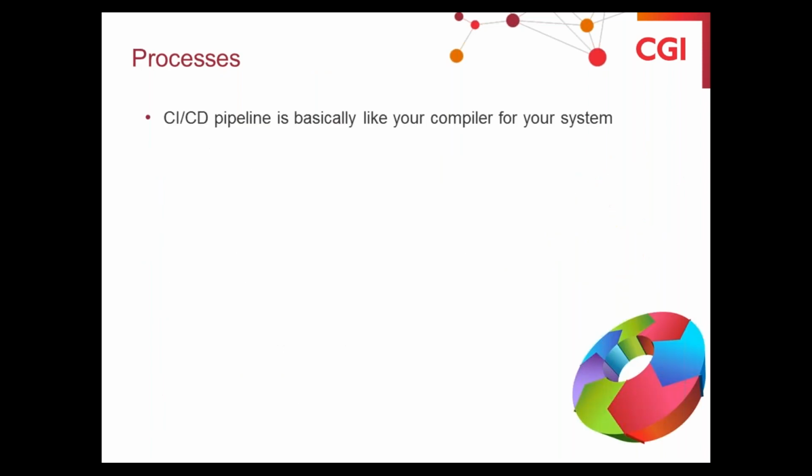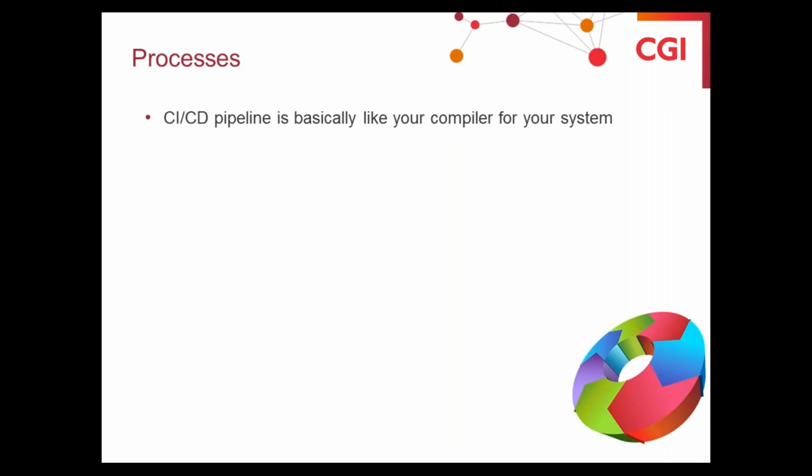Processes. Again, I'm quite old-fashioned, so I see things in an old-fashioned way. I see the continuous integration, continuous deployment pipeline as a compiler for your system. It's the thing that's bringing everything together. It's the things that build in all of your subsystem components. It's things that run in the test. It's things that create the package, and ideally the things that deploy in your package automatically.